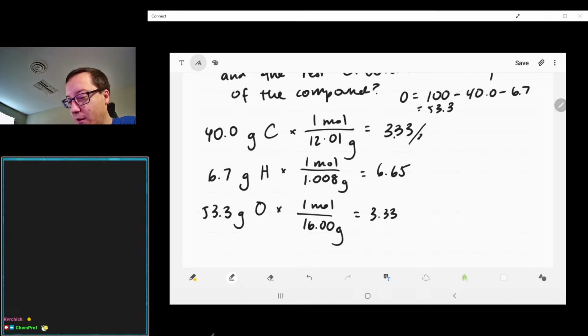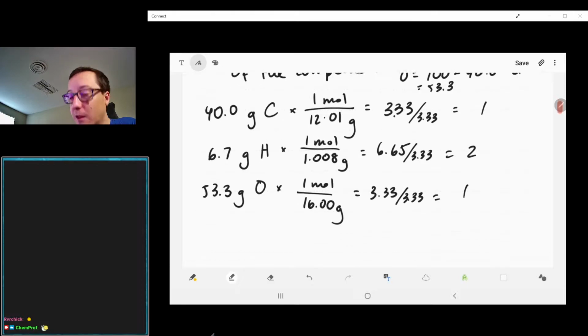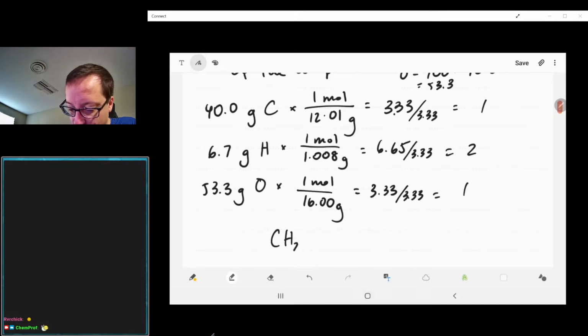We would divide all of these by the smallest number. Hopefully we can see right away that this is going to be our empirical formula, CH2O. I think we did do this exact one yesterday, but that's okay.